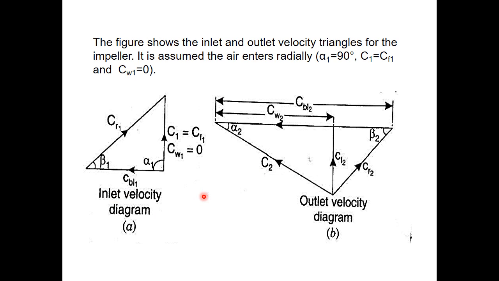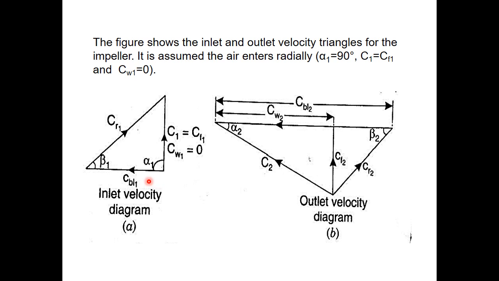Now here figure A and figure B show the inlet and outlet velocity triangles for the impeller. We have already seen these two velocity diagrams in the previous slides. It is assumed that the air enters radially, that is, the alpha 1 angle is 90 degrees, C1 is equal to CF1, CW1 is equal to 0. Here you can see this alpha 1 angle is 90 degrees, that is, air enters radially in the inlet velocity triangle.